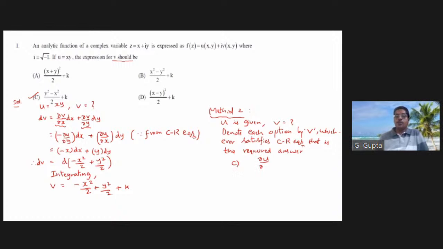So for option C, already ∂u/∂x is y, ∂u/∂y is x. ∂v/∂x: y is constant, y square by 2 gives 0, x square derivative is 2x, the 2 cancels, so minus x. And ∂v/∂y: x square by 2 gives 0, y square derivative is 2y by 2, the 2 cancels. So ∂u/∂x is equal to ∂v/∂y, and ∂u/∂y is equal to minus ∂v/∂x. Okay.